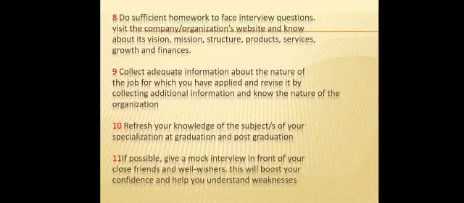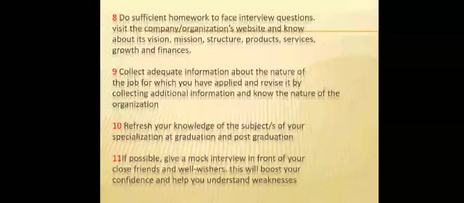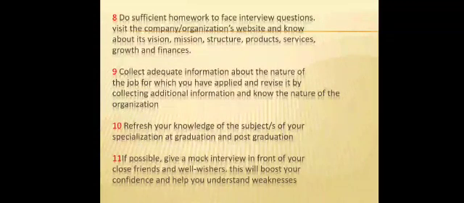In this homework we need to understand even the vision of the company, mission, structure, products, services, growth, and finances. The financial condition, the services they are providing to society, how the company is growing, what the exact products are, and what the structure of the company is, the hierarchy. For example, the general manager, the HR department, the production department, and the maintenance department. There are also different marketing departments, the store department, and the finance department.